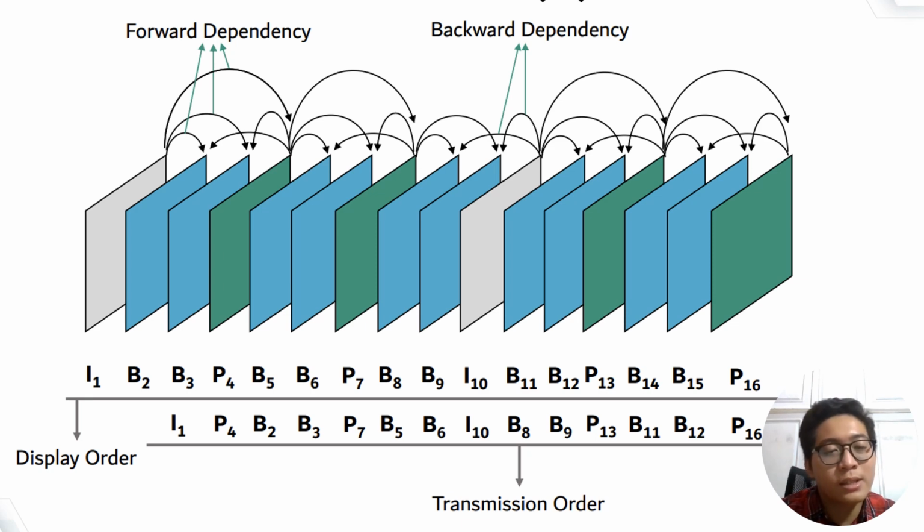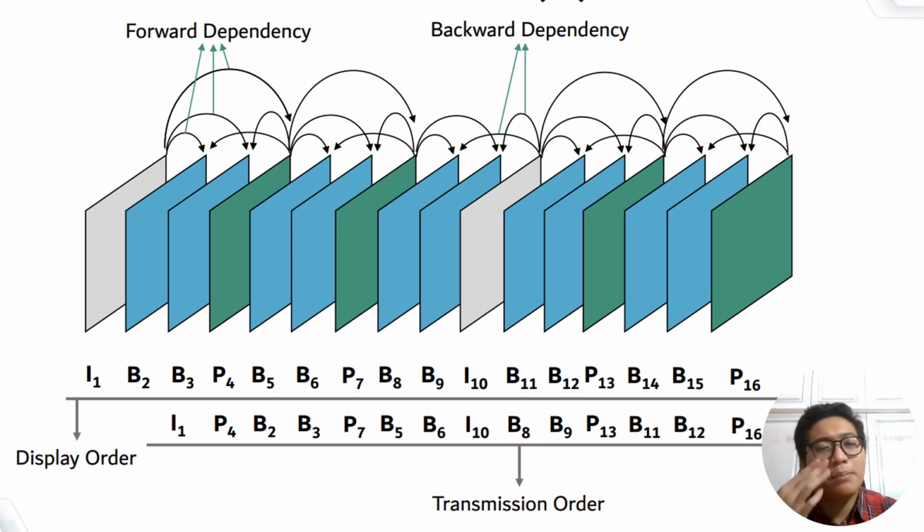And then we add two B frames. They are basically the difference between the I and P frame. So the display order is I1, B2, B3, B4, B5, B6, and so on.